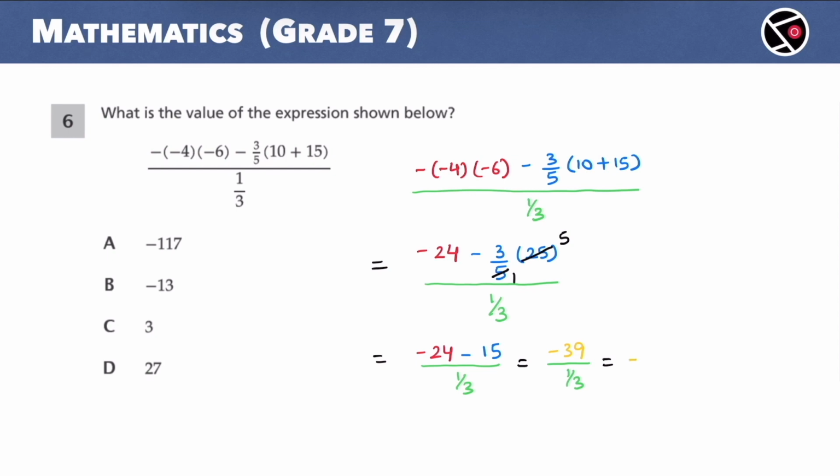We can write this as minus 39 divided by 1/3, or minus 39 multiplied by 3. 3 is the reciprocal of 1/3. Let's multiply 39 by 3. 3 9s are 27, 3 3s are 9, plus 2 gives me 11. So we have minus 117. A is the correct choice.